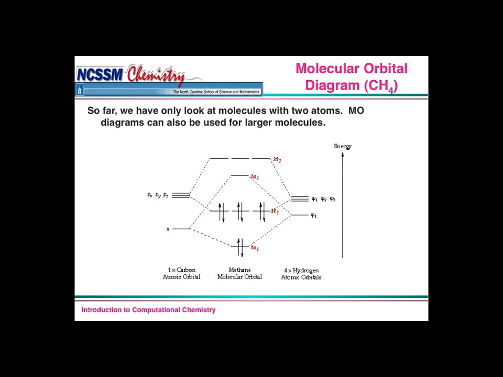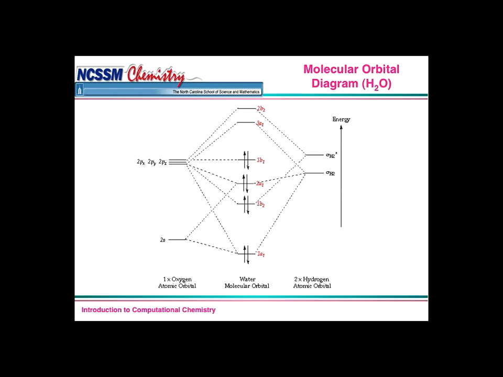Here's one for methane, CH4. You see the single carbon atom over on the left. You see the 4 hydrogens over on the right, and you can notice there how we're filling up the sigma and pi molecular orbitals there. And again, that's one we'll try to do on the server so you can actually see what these orbitals look like. Okay. Again, they get very complicated very quickly.